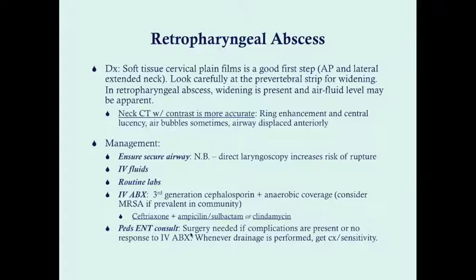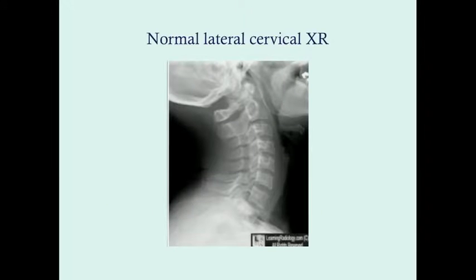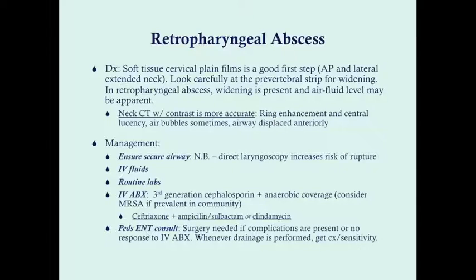Pediatric ENT consult, of course, is going to be in order because a lot of these patients will require surgery. So you'll have these kids on watch for 24 hours, and if they don't improve with IV antibiotic therapy, then they're going to need surgery. And then whenever that surgery is done, you'll get a culture and sensitivity from that pus, and that will help you decide whether or not you need to change antibiotics. Oh, and I also will note that you're going to do immediate surgery if there are really bad complications like airway compromise and stuff like that.